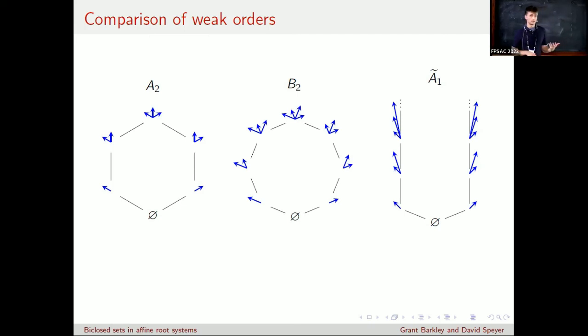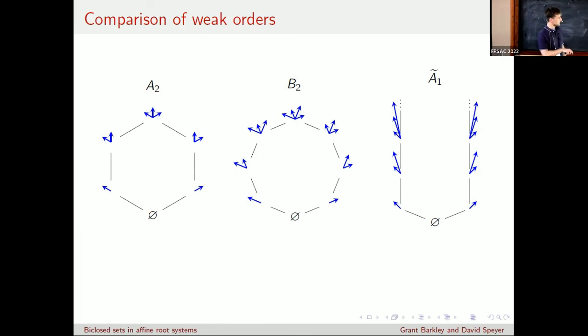One way of formalizing this is to say, okay, if I take two elements inside the A2 weak order, then they have a least upper bound. So this element at the top is their least upper bound. And then they also have a greatest lower bound. This element at the bottom is their greatest lower bound. And so this poset is a lattice. So is this one. But A1 tilde is not.